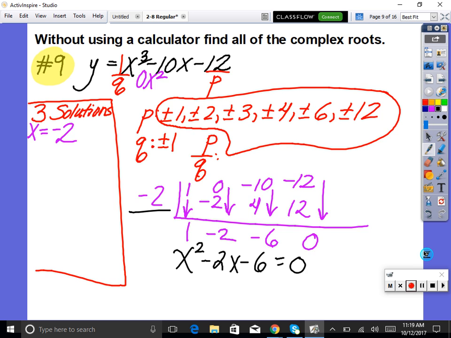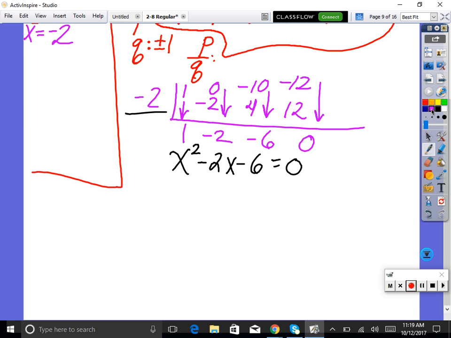Okay, here we go. Does this factor? It multiplies to be -6 and adds up to be -2. 1 times 6, 3 times 2, so nothing. Here we go. Quadratic formula.